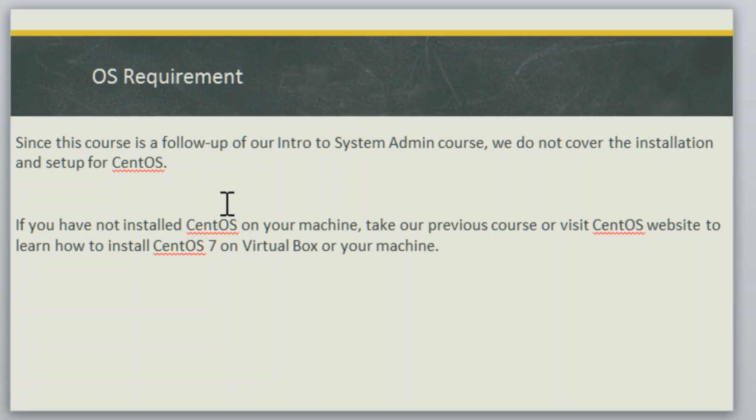Since this course is a follow-up of our last couple of sysadmin courses, guys, we are not going to go over how to install and set up CentOS. CentOS is what we'll be using for this course. Ubuntu is what we used in the Intro to Linux OS course. We're going to be using CentOS in this one, okay? So if you haven't already, install CentOS on your machine, take our previous course, or visit the CentOS website to learn how to install CentOS 7 on your VirtualBox. However, again, I highly recommend that you take those other two courses before you do this one, guys.